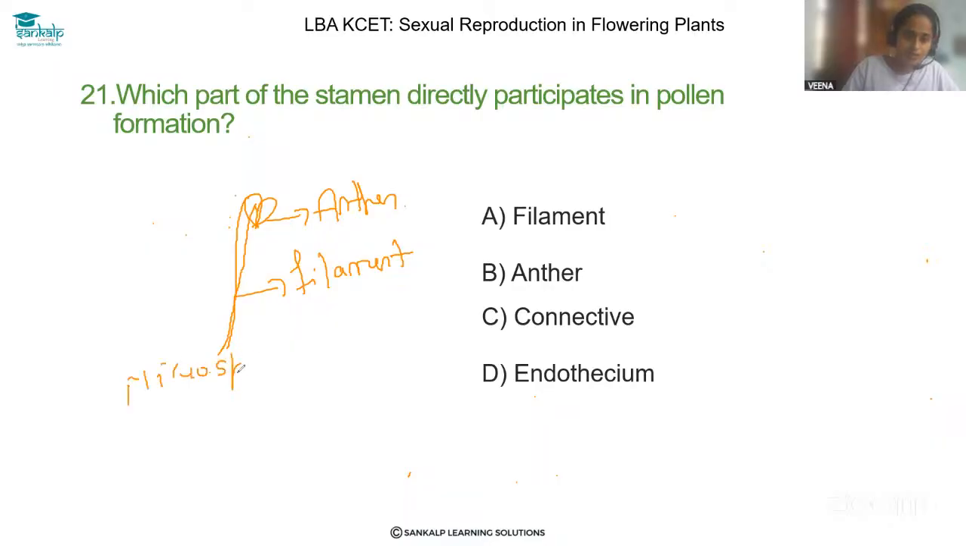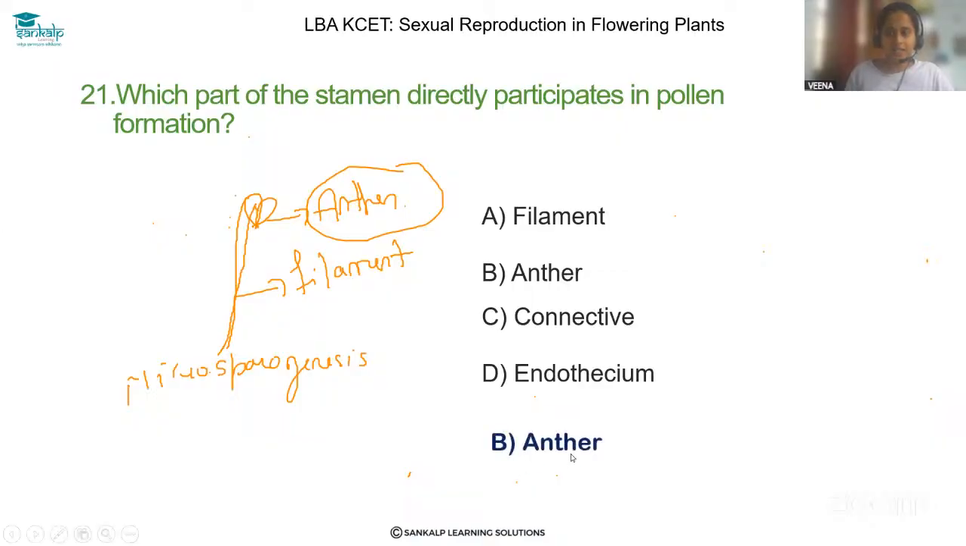As you know, the microsporogenesis process, that is producing pollen grains, takes place in the anther only, right? That's why the anther directly participates in pollen formation. So the correct final answer is option B, anther. Thank you.